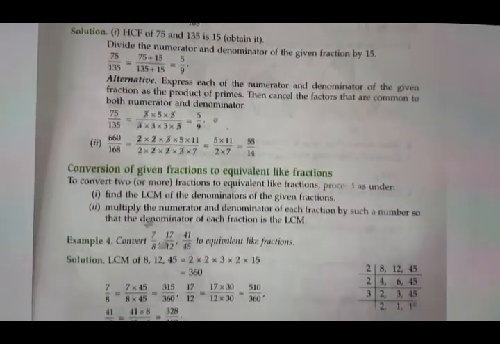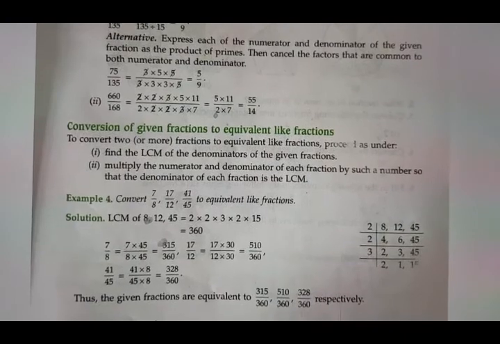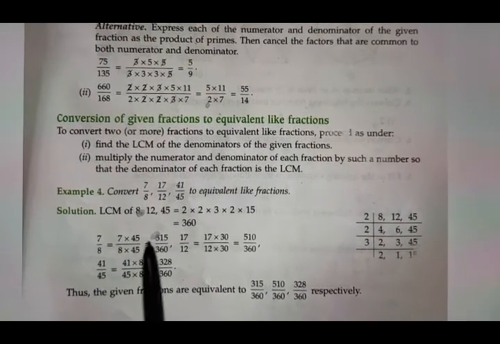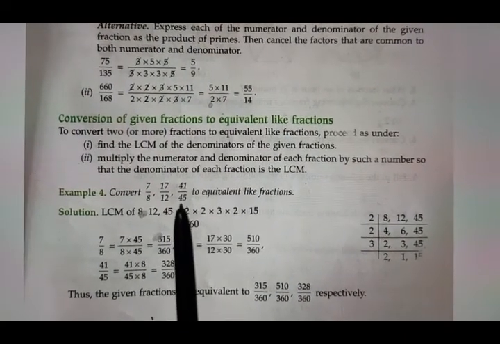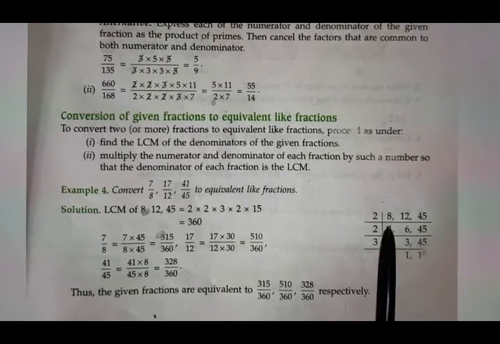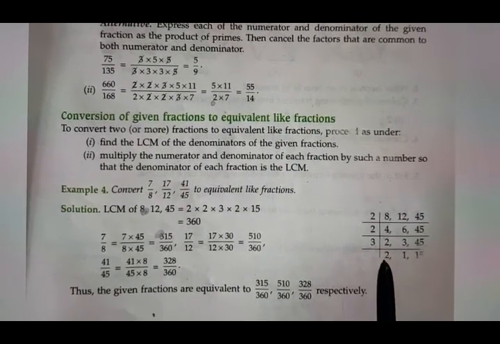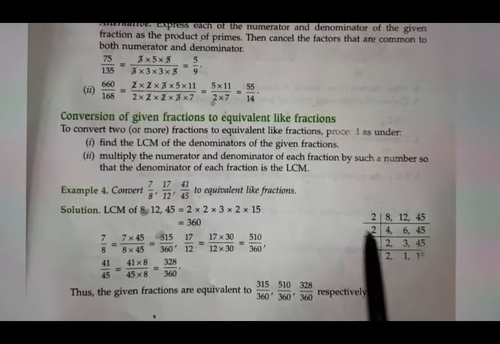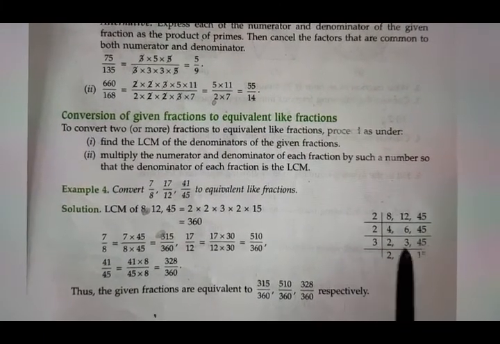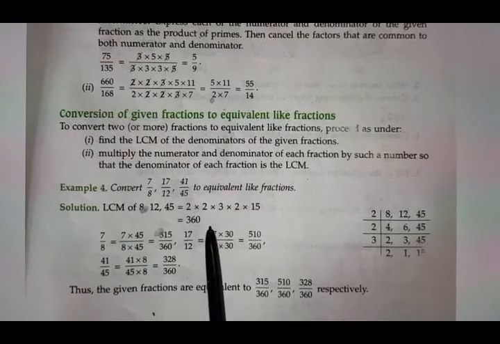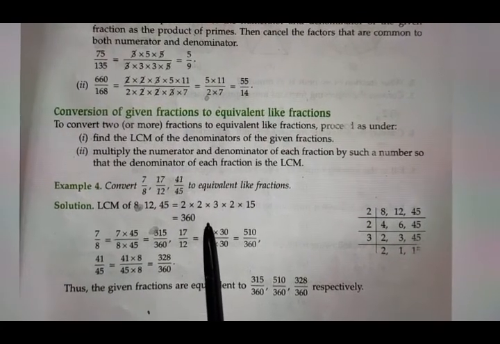Conversion of given fractions to equivalent like fractions. In order to do that, you have to first find the LCM of these three numbers. So here you can see 2 4s are 8, 45, 2 2 3, 45, 3 2 1, 15. So 3 4s are 12, 12 15s are 360. You multiply and you get the answer as 360.